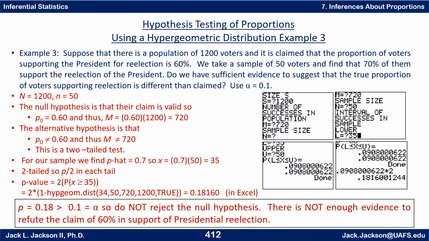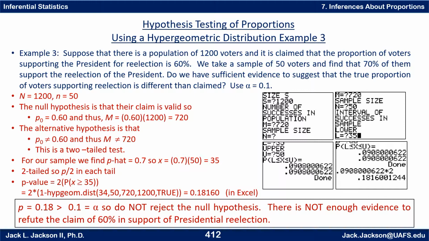And so I ran my program over here. You can see the screenshots to the right. The population size is 1,200. The number of successes in the population is 720. The sample size is 50. And the interval of successes goes from a lower of 35 up to an upper of 50, which is the sample size. And that gives us 0.0908. So we want to take that number and double it, and that comes out to be 0.18.